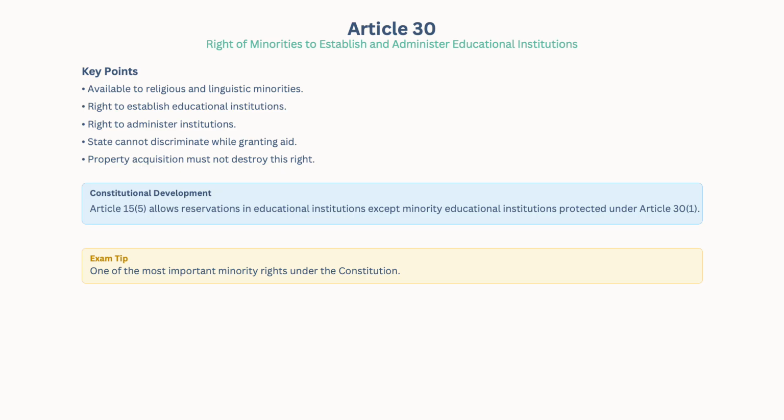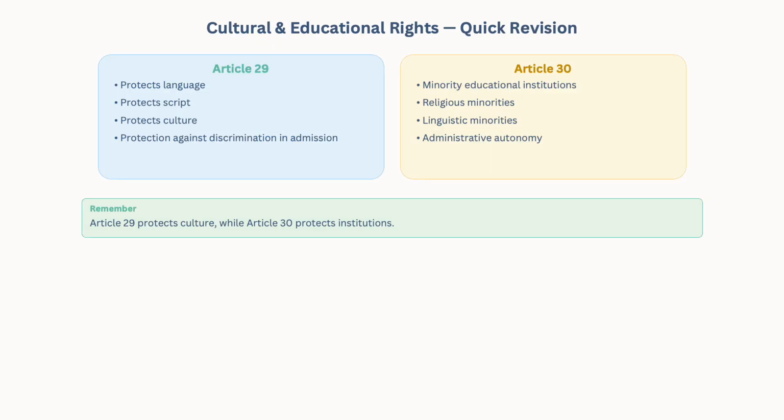Key points: available to all religious and linguistic minorities. If we set up Catholic schools here, a minority Catholic school here, we have the freedom to do so under Article 30. Okay. So, rights of minorities to establish and administer educational institutions. Very easy to understand. So, quick revision, we'll skip that.